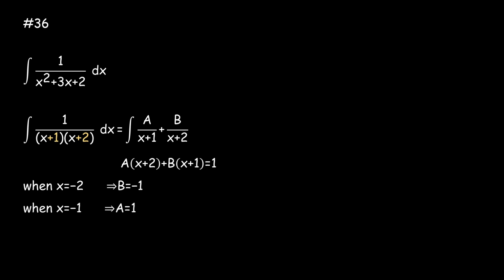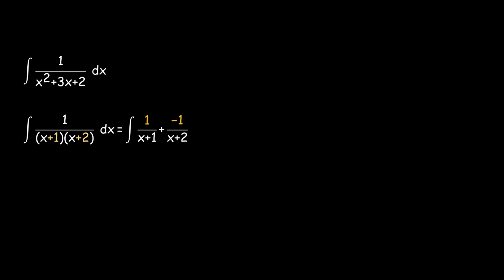Substituting those back into the equation, we can see that each of these results in natural logs. So this will be the natural log of the magnitude of x plus 1 minus natural log of x plus 2. Using the law of logarithms, this would give us natural log of x plus 1 over x plus 2.